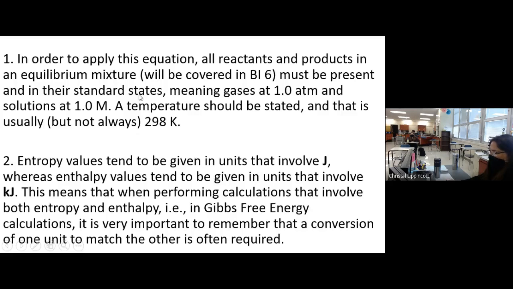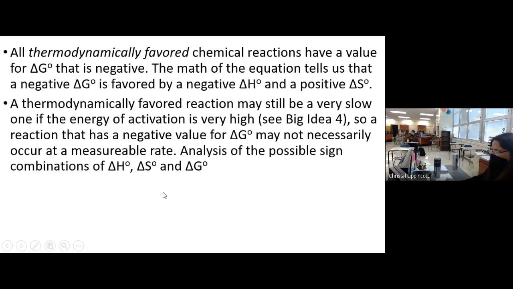Like I said, for the equation, all the reactants and products in the mixture must be present in their standard states. So we have to have 1 atm, 1 molar, and it has to be at 298. Again, this is that joules versus kilojoules issue we were talking about. Thermodynamically favorable reactions have a negative delta G, and a negative delta G is favored by a negative H and a positive S. And we're going to talk about that in just a second.